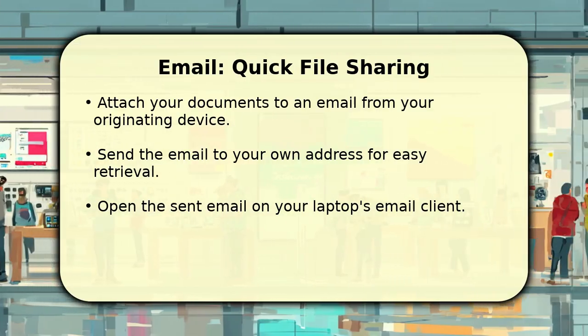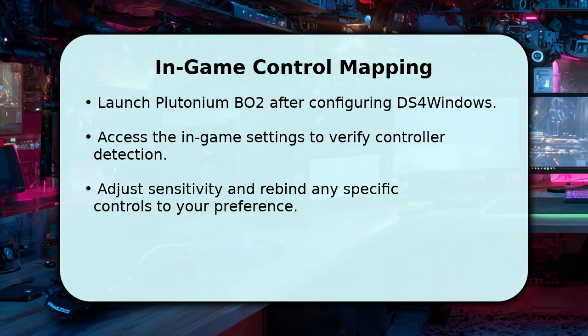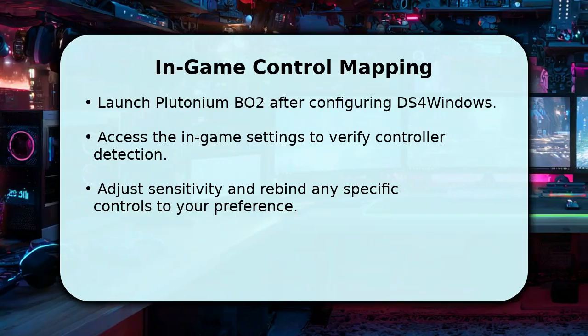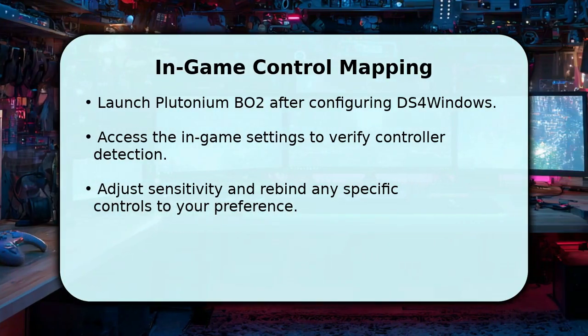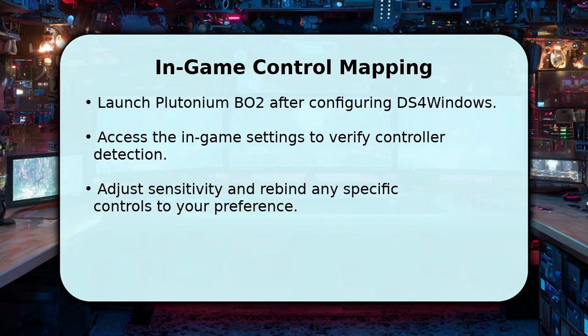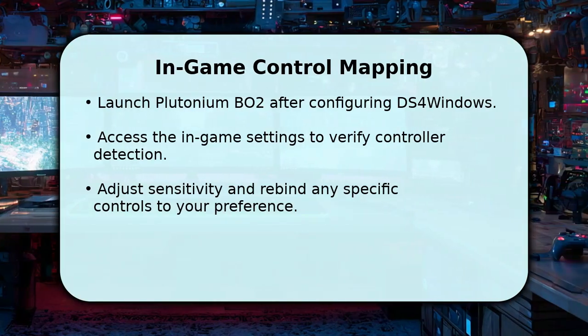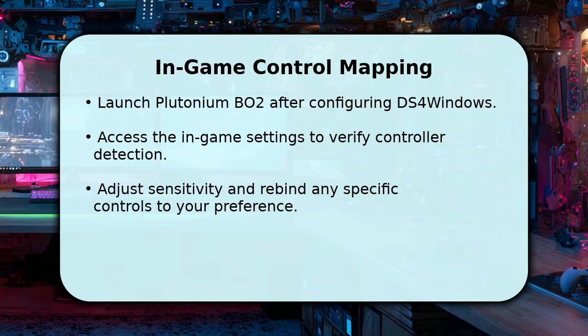With DS4 Windows running and your controller active, launch Plutonium BO2. Head straight into the Game Settings menu to confirm that your controller is properly recognized. DS4 Windows makes your PlayStation 4 controller appear as an Xbox 360 controller, which Plutonium BO2 natively supports. Feel free to adjust sensitivity and rebind any buttons to perfectly suit your play style.